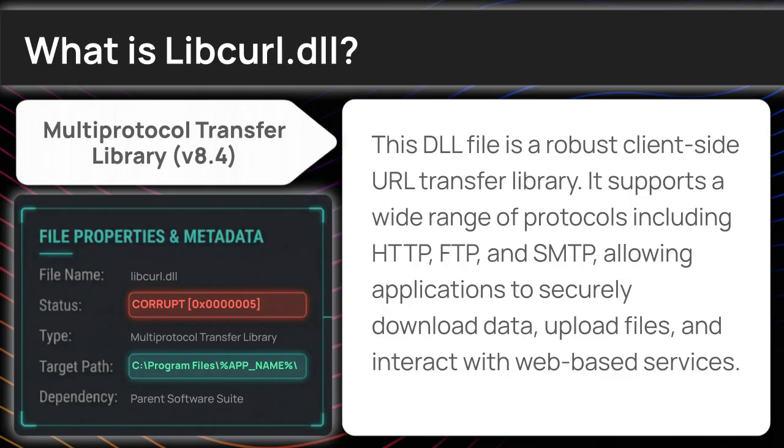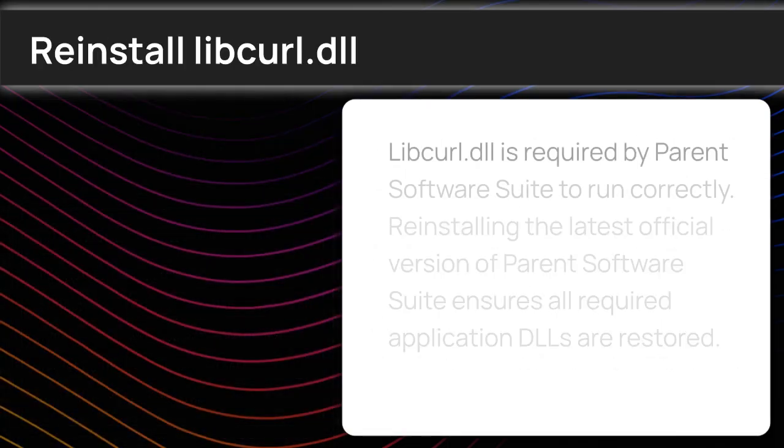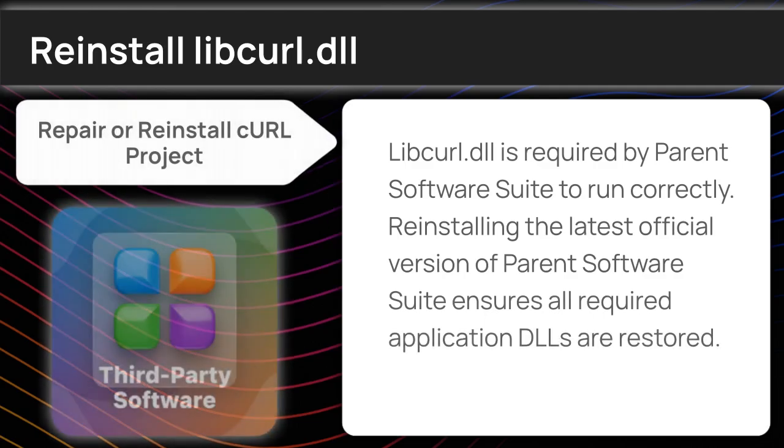Now that you know how the file works, let's focus on the how and fix the issue. The Libcurl Network Module DLL is functionally required for parent software suite, the software where you encountered your error, to operate. Downloading and reinstalling the current official version of the application from the developer will repair any missing or broken application files found in your system.